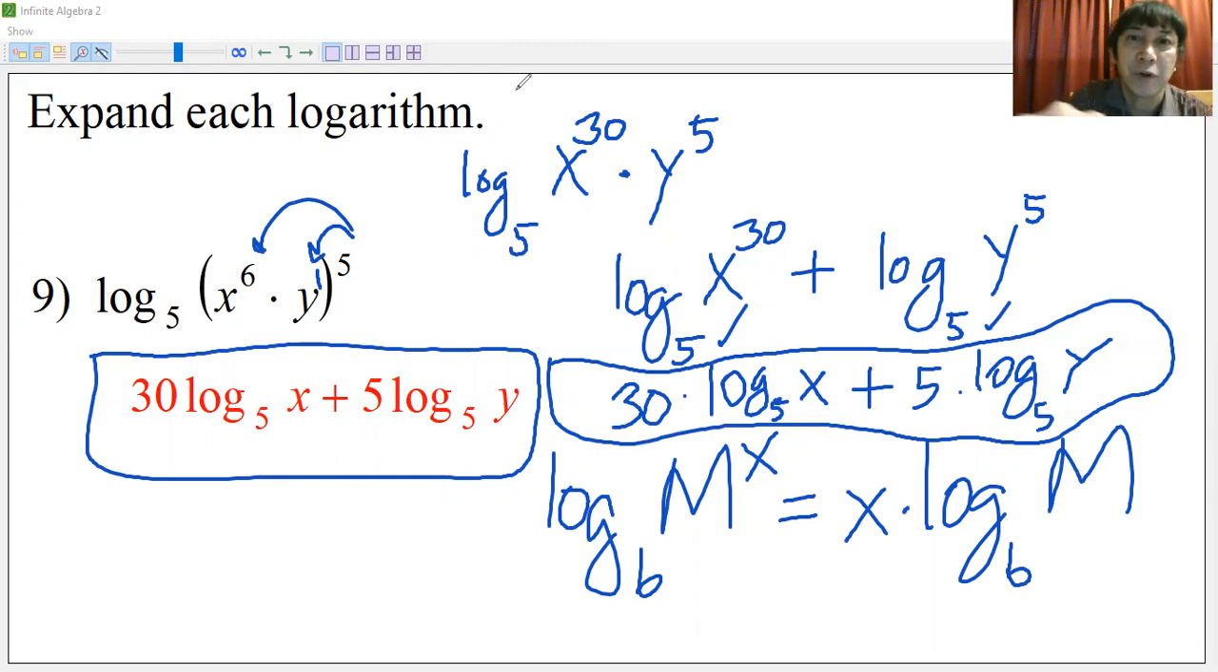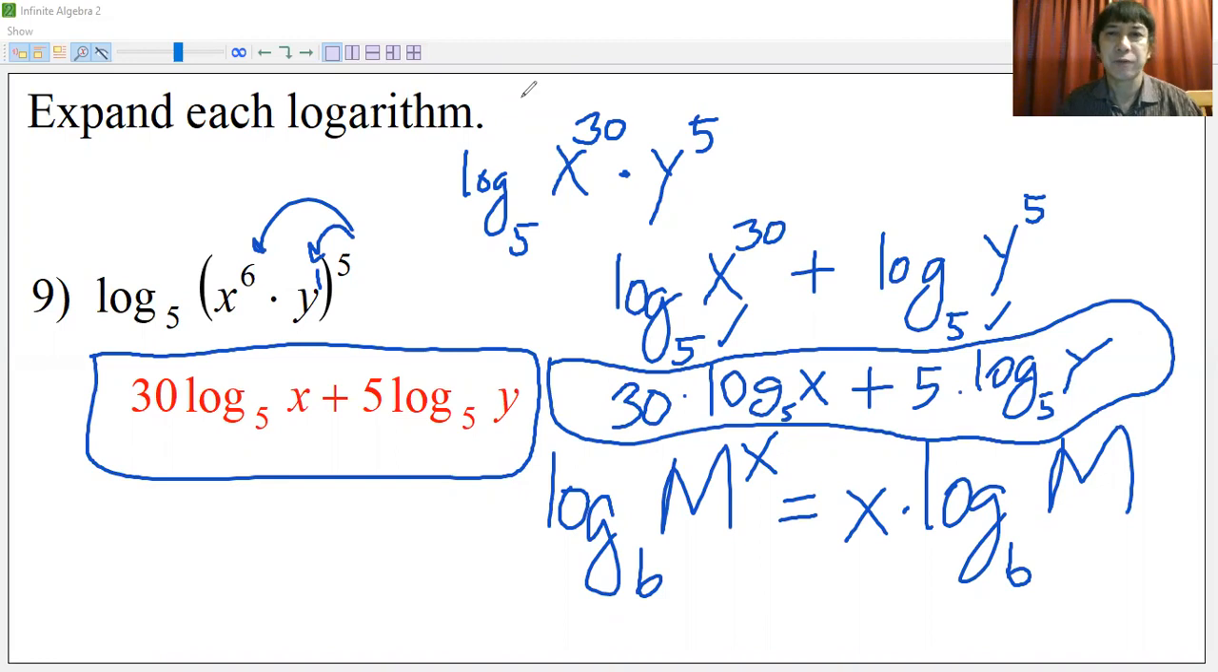If you don't see any base number there, that means base 10. Okay, so we have to be very specific there. So this is given base 5, so the base 5 must be written there. All right, so that's it.